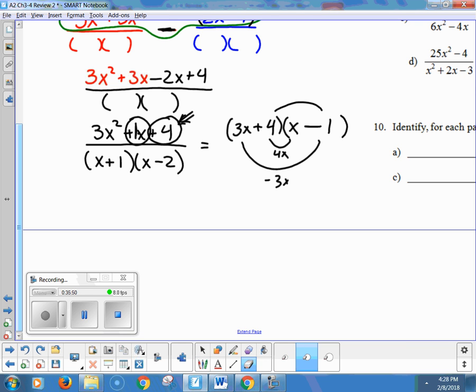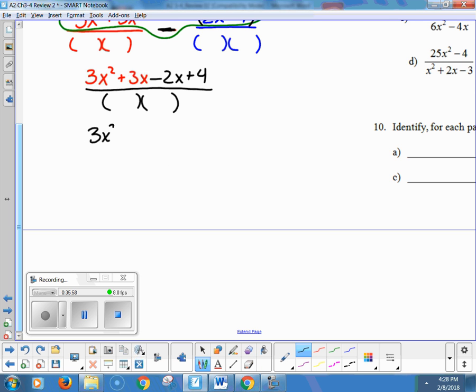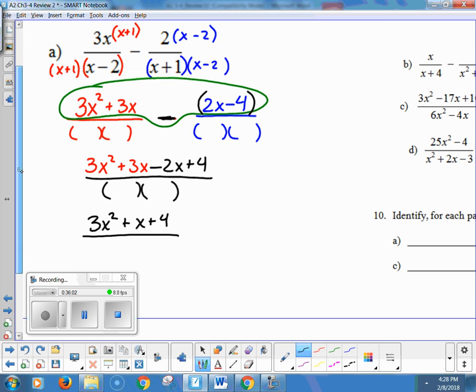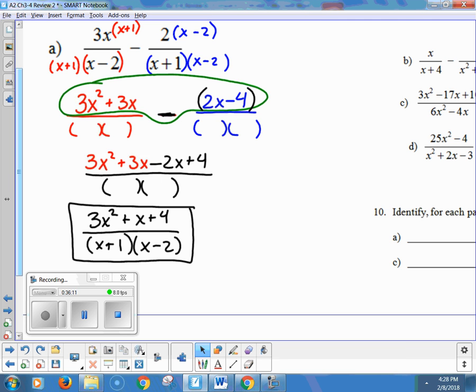Long story short, the numerator does not factor, and so we just have an answer, which I'm now going to rewrite, of 3x squared plus x plus 4 over x plus 1 times x minus 2. And that's all we can do. Let's move on to part B.